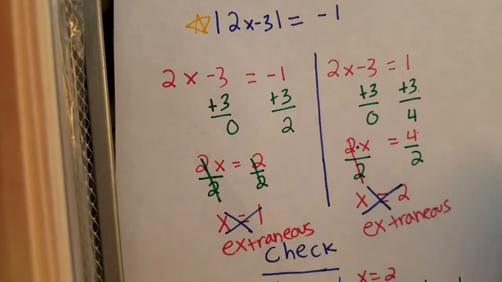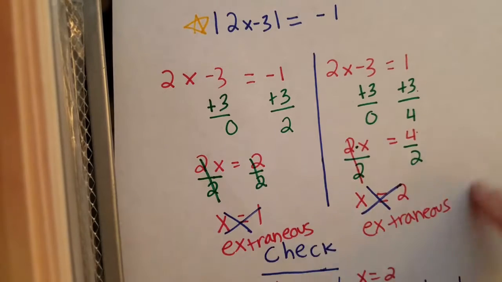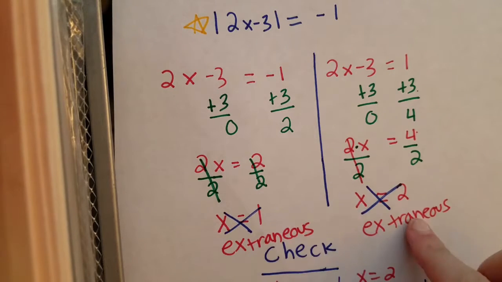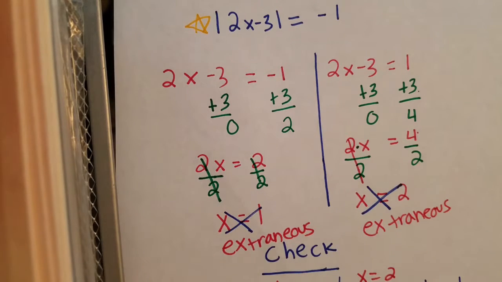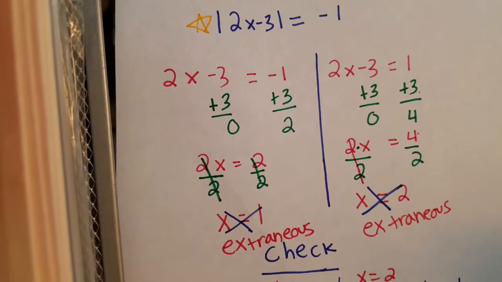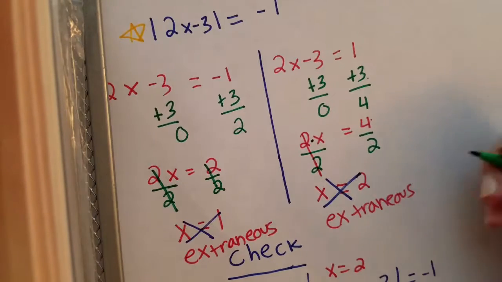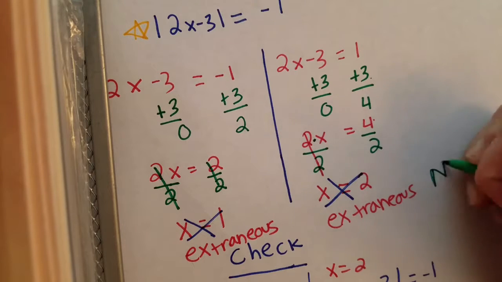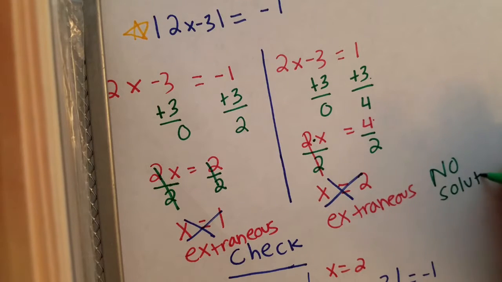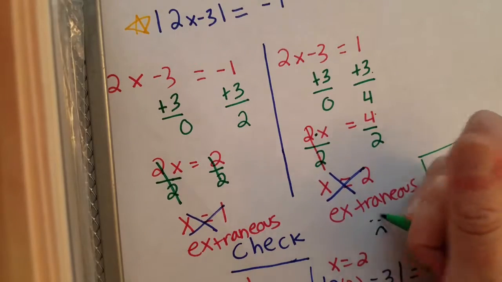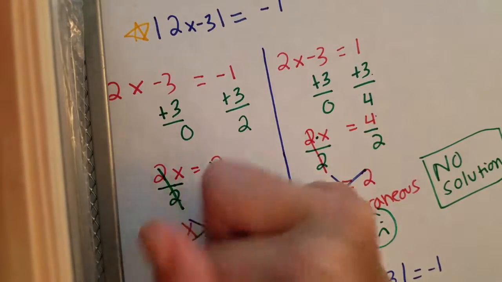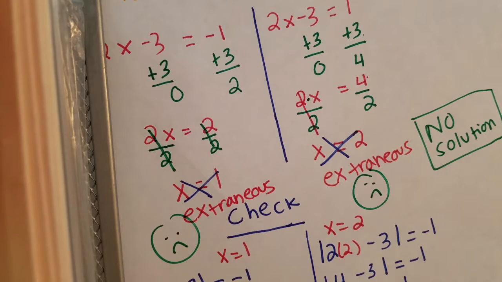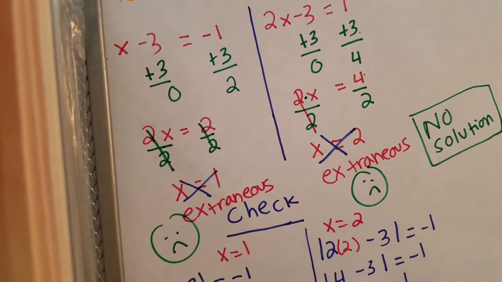Now whenever none of our answers work at all, both of them were extraneous, so none of the answers work, what we call that is no solution, because none of my answers work. So my answer will be no solution. And we're sad because we want something to work out. So these are sad answers, they do not work out. Poor things. So our answer for this is no solution. And that's it, you guys. On to example 3.